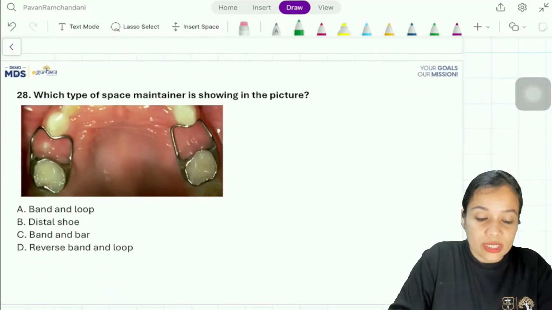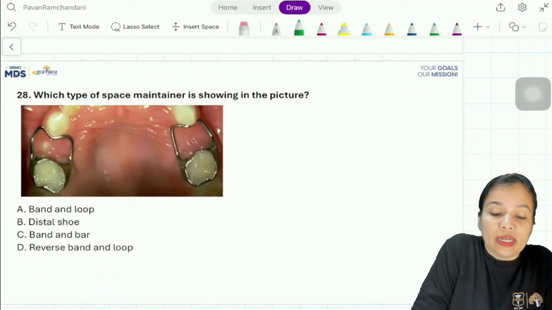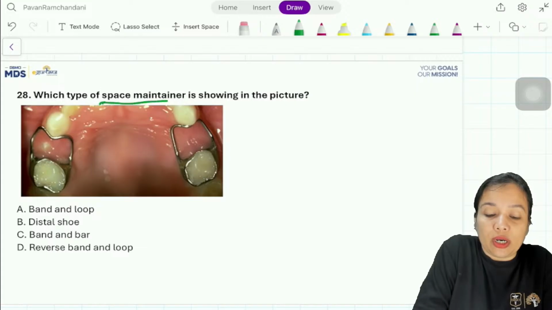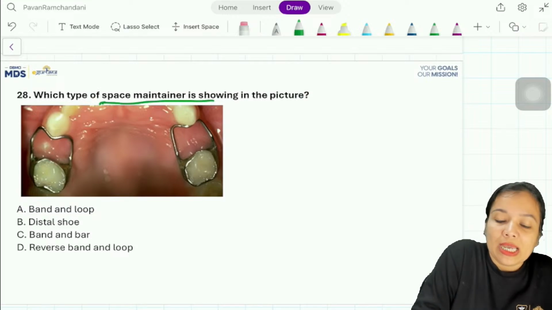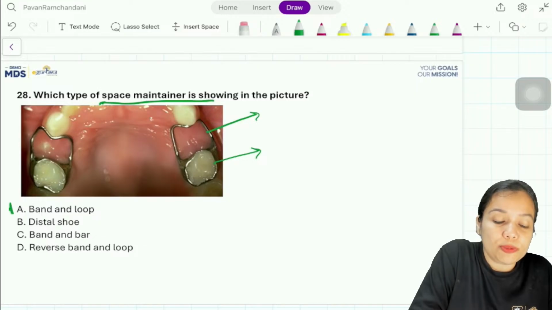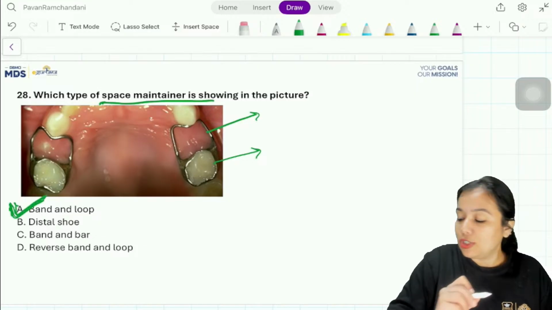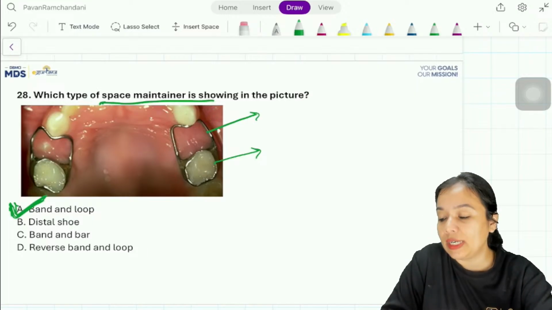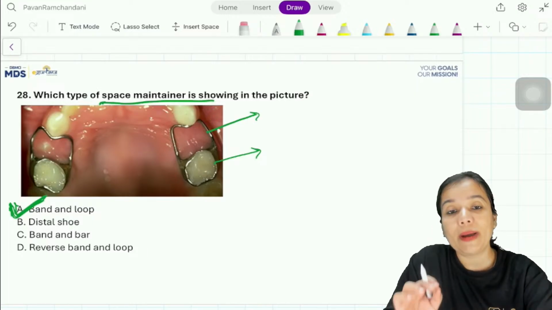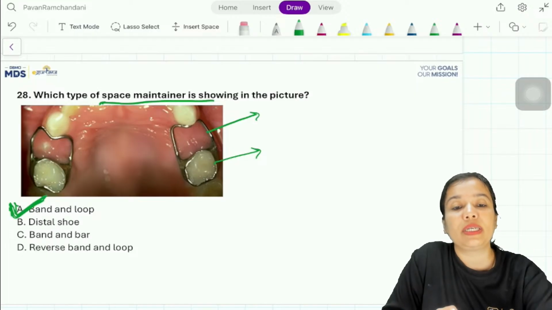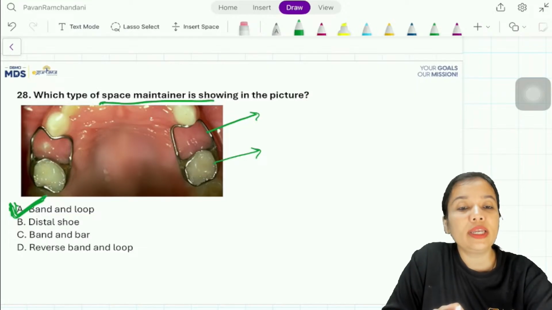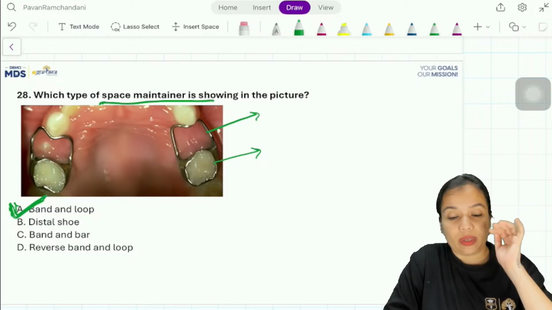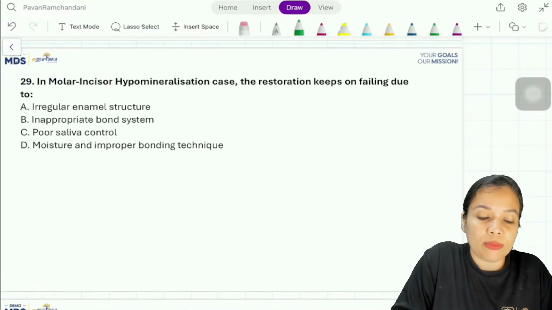The next question is, which type of space maintainer is shown in this particular picture? So you all can see there is something that is bilaterally placed, and what is this? There is a band over here, there is a loop over here, so it becomes a band and loop space maintainer. It is a bilateral band and loop space maintainer. It is basically given in case of early loss of primary teeth, right? Then we come on to question number 29.